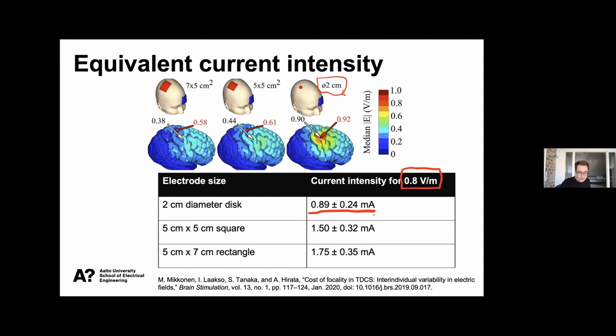And it depends on the individual. But if you use larger electrodes, you need much higher currents to produce the same kind of electric field value. So it's something like from 1.5 milliamps to 2 milliamps. And interestingly, these kinds of current magnitudes are quite commonly used in tDCS nowadays.